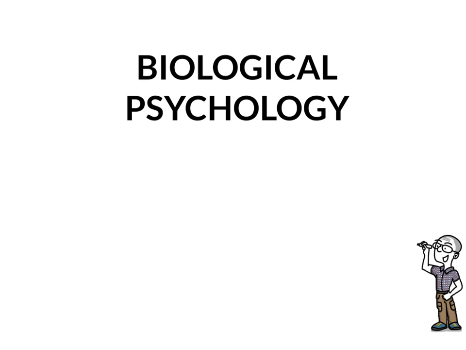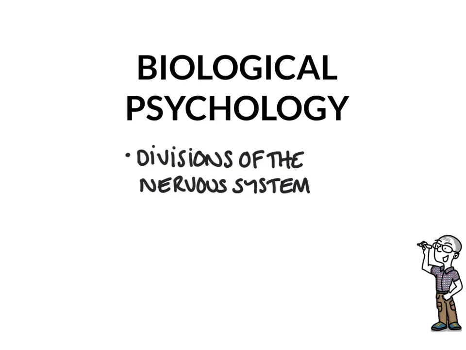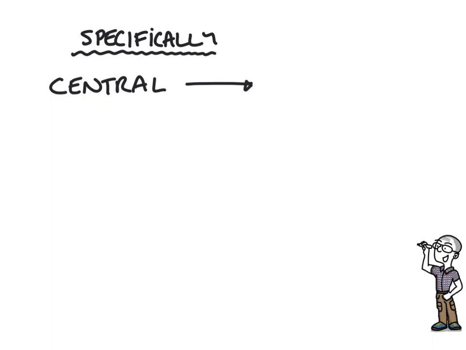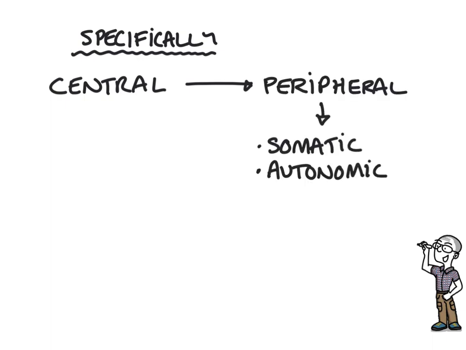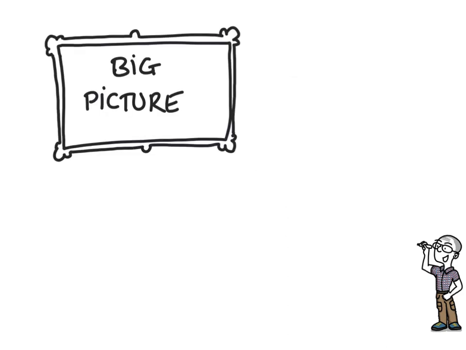Biological psychology. In this first section, we're going to look at the divisions of the nervous system. Specifically, we need to look at the central and peripheral nervous system, and the somatic and autonomic nervous system. Let's start with the big picture. This will help you understand the context of the different bits that make up the module.